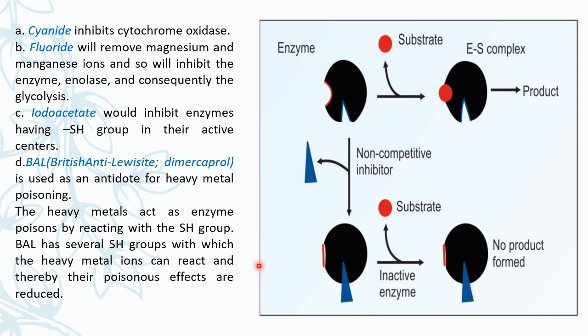Fluoride removes two important ions, magnesium and manganese, and inhibits the enzyme enolase. Enolase is one of the very important enzymes in the glycolysis pathway. Glycolysis you all have studied in your 12th class. Glycolysis means metabolism or catabolism of glucose, isn't it? So if you wish to determine the value of blood glucose and glycolysis occurs, then what will happen? You will falsely get a lower value, isn't it?